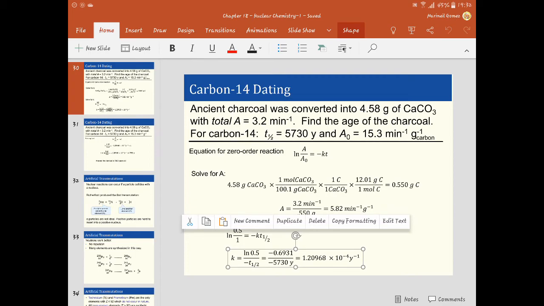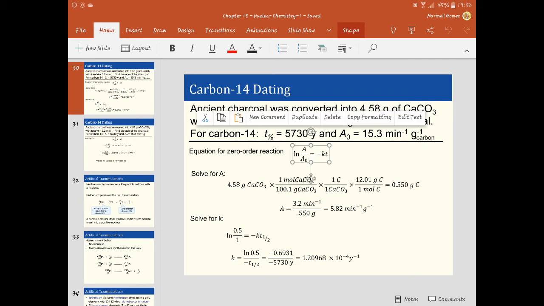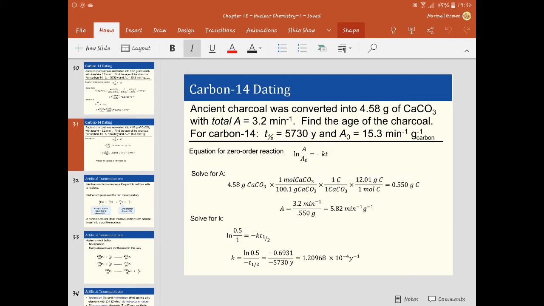Remember, the half-life here is the time t with the unit of years in the denominator, so year to the negative 1. This is just a proportionality constant, so do not worry that the unit is year raised to negative 1. Now let's put them together. From our original equation, ln of A over A sub O is equal to negative KT, we now know K and we now know A. So let's just put them together.